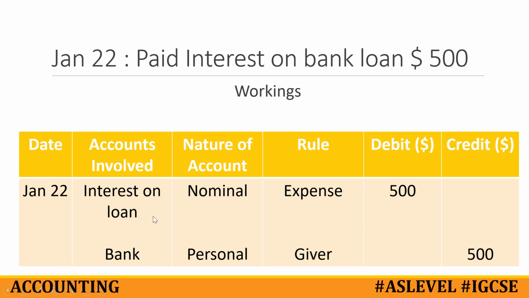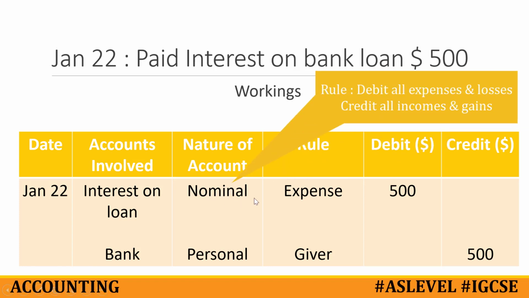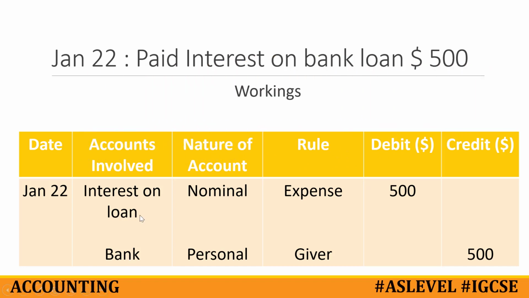Now, interest on loan, as I said, is the cost of the loan that you have taken. Therefore, the rule of nominal account is going to be applied to it. Why? Because it's an expense for the business. And whenever it is an expense, the rule for nominal account is applied to it. The rule for nominal account is debit all expenses and losses and credit all incomes and gains. Here, interest on loan is an expense. So in the rule column, we've just written a little more detail that it's an expense. Therefore, interest on loan account should be debited by 500.